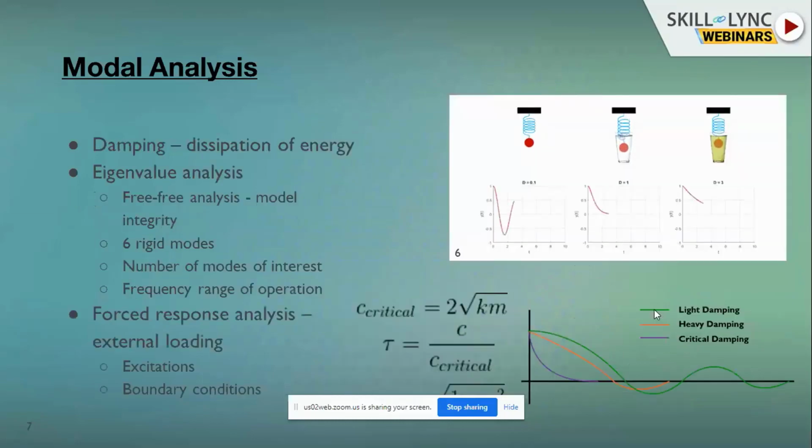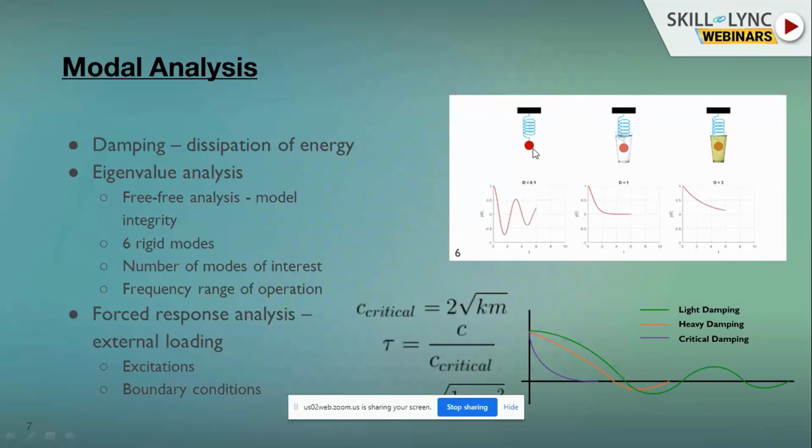Going further, let's talk more about damping and what is done exactly in an eigenvalue analysis or a modal analysis. Damping is nothing but dissipation of energy from a system, and as discussed in the first slide itself, it plays a major role in attenuating the amplitude of vibration. If you can see the image on the right side here, there are 3 different dampings which are provided.